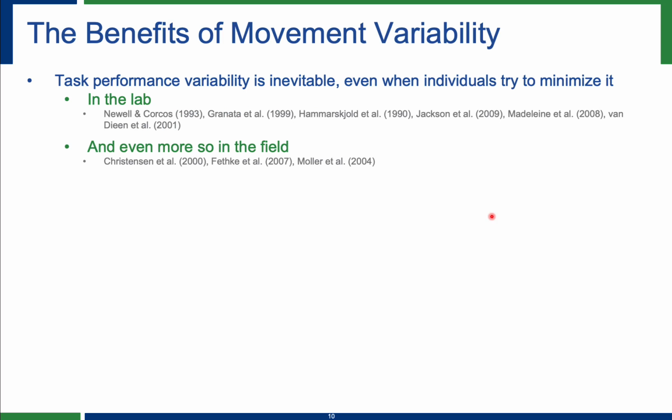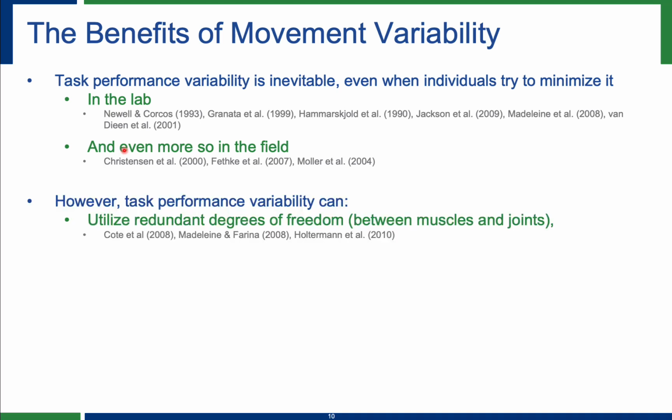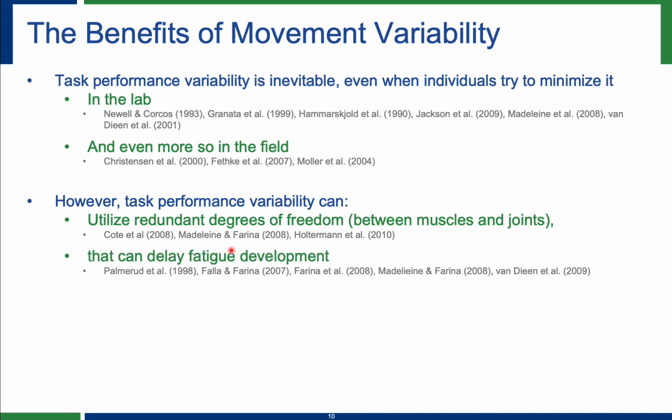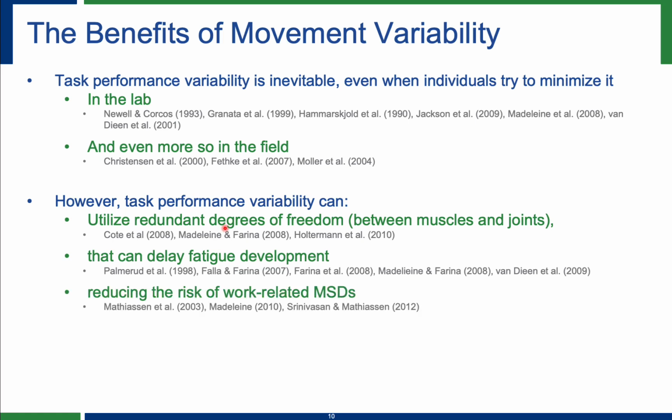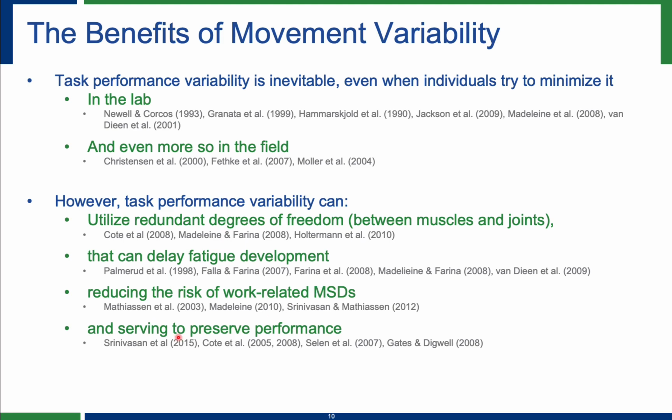So what are the benefits of movement variability, and why might people do things in different ways, both within themselves and also between themselves? Task performance variability is inevitable, even when individuals try to minimize it. There have been studies in the lab and even in the field where they've asked people to do things the same way and they can't. But task variability can utilize different degrees of freedom, different muscles, different joints, and put loads on different parts of tissues. So that's an advantage. Putting loads on different muscles or switching between muscles can delay muscle fatigue development, and that will reduce the risk of work-related musculoskeletal disorders and serve performance. So quality is maintained as well when people aren't fatigued.